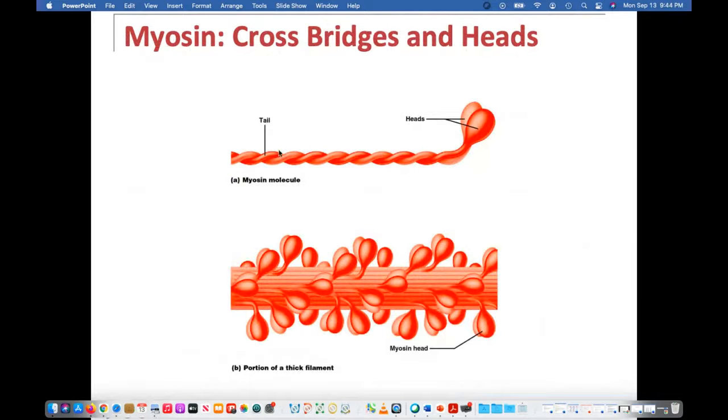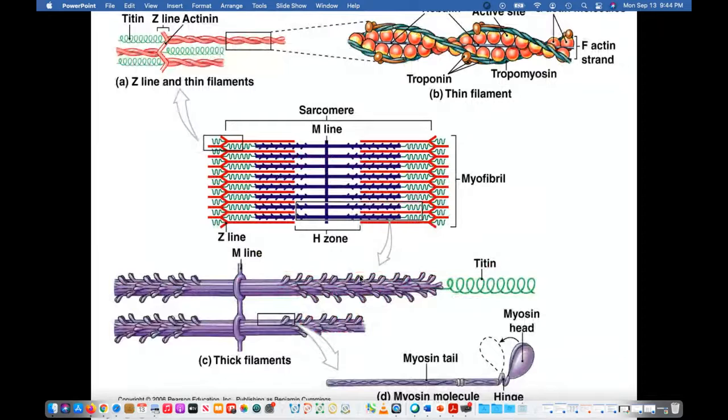here is myosin. This is the tail, and this is the head. Notice how many heads there are. There are so many heads attached to myosin, right? You can see down here, here's myosin, it has all these heads. Here, this purple structure, myosin, has all these heads. And remember, myosin is thicker. The actin, that would be the red lines here, these are thinner.